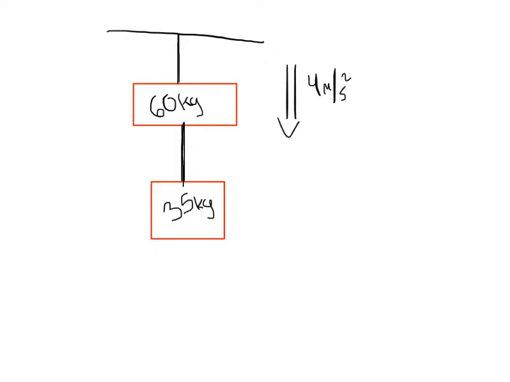Okay guys, for this example we're looking at two ropes now. There's two different tensions we're going to be looking for. We have the tension in the rope here. So we're looking for the tension of rope 1 and the tension of rope 2. And this entire body is accelerating downward at 4 meters per second squared.